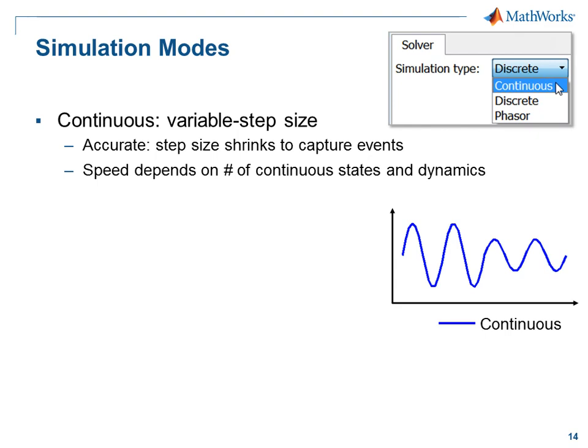However, the speed will depend on the number of continuous states and dynamics. A very large system with many events may simulate slowly, as the solver will need to use a very small step size to capture all of the events.